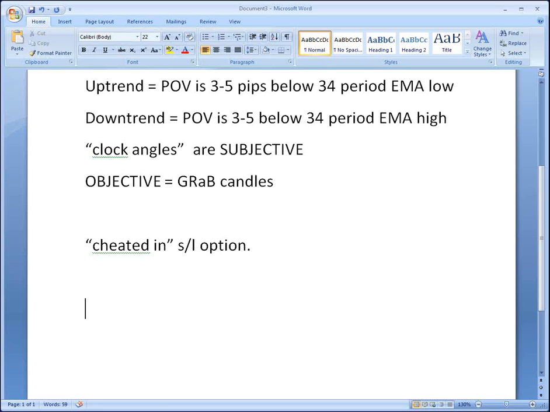Okay, so we tackle a couple of the questions that have popped up on the text window. And the first one is, I don't like to risk more than 1% of the account. And certainly position sizing is going to be up to the individual. As far as how many lots you want to put into the trade, that's going to be part of the EA. That's going to be completely up to the individual.